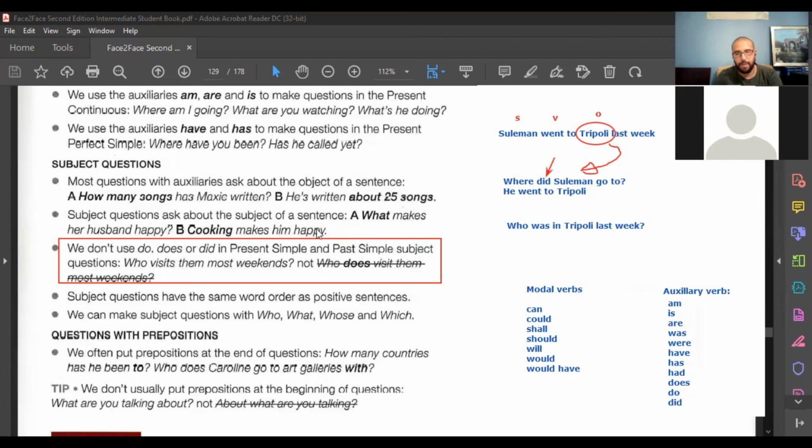So in your example, it's not wrong, it's correct. But you used an auxiliary, right? You used was. But I want you to give me a subject question using the same verb in the original sentence. Okay. Who went in Tripoli? That's it. So who went to Tripoli? Who went to Tripoli last week?